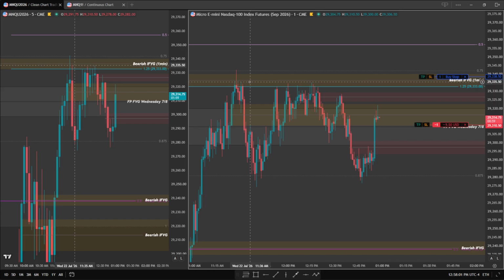Not entirely sure. Did hold that consequent encroachment right there. That's nice. Now I'd like a pretty quick move back through this inefficiency here soon. It'd be really nice if right at 1 o'clock it just shoots lower and overlaps this inefficiency. And then that would be a nice inversion to use. And then this be a reclaimed bearish fair value gap.